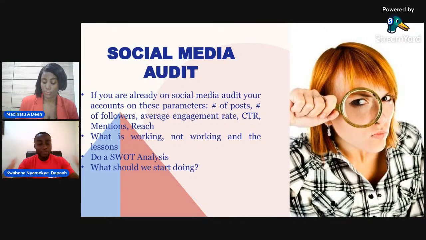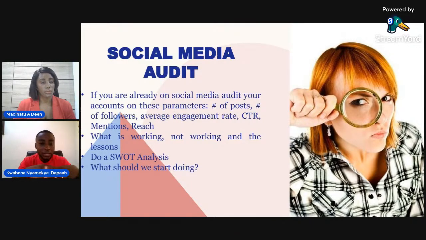So when you have those apps, they can help you get these metrics I'm talking about to audit what you already have. Why are you auditing what you already have? To find out what is working and what is not working. When you know what is working, you amplify it. When you know what is not working, you put a stop to it or you review it. And you should also do a SWOT analysis.